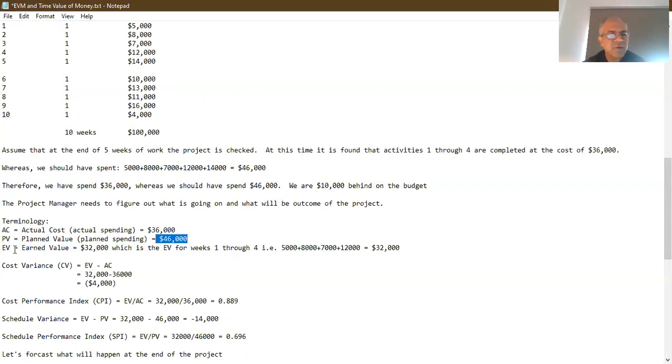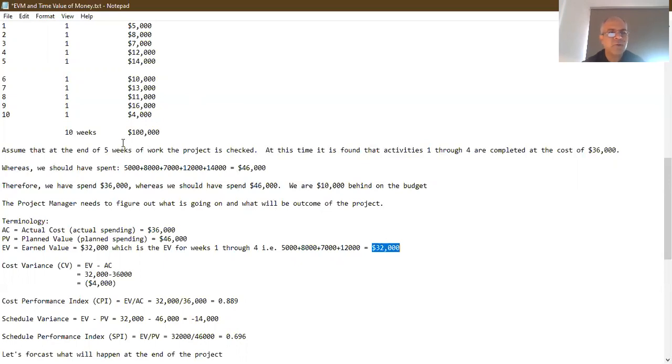And how much value have we earned, right? For the work that we have done for $36,000, how much actual value have we earned for doing that work? The actual value of these four activities is 5,000 plus 7,000 plus 8,000 plus 12,000, that is $32,000. So the earned value is 32,000, right?